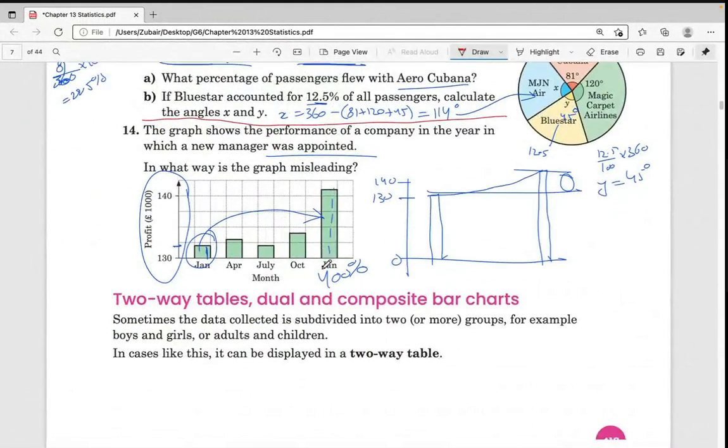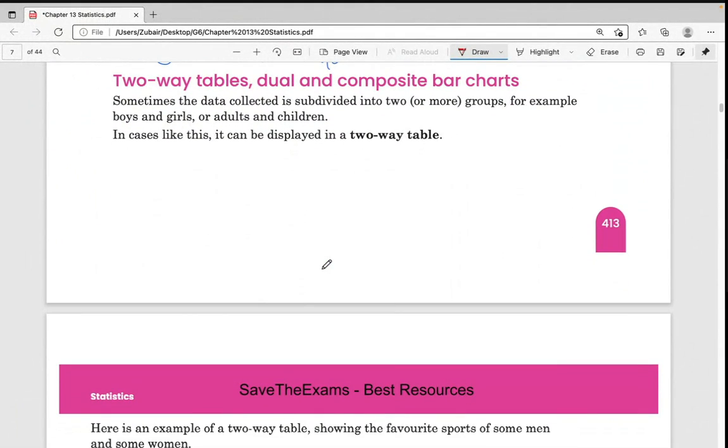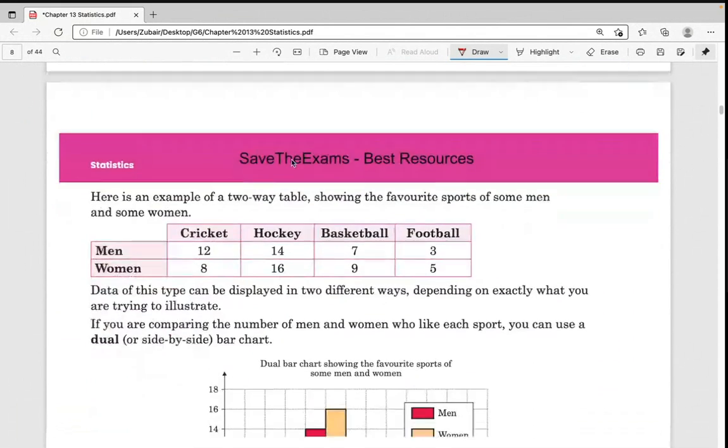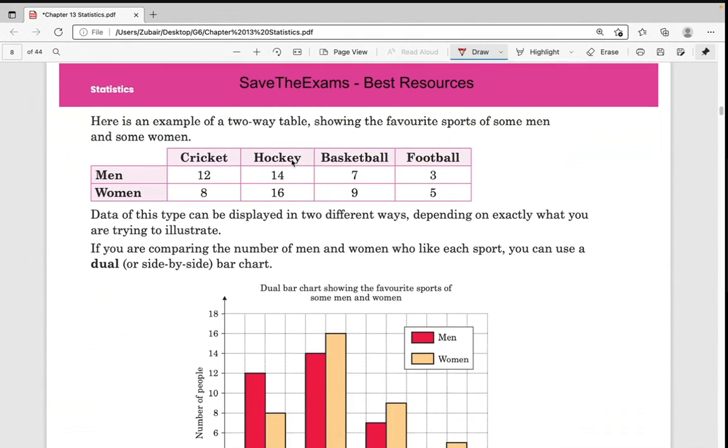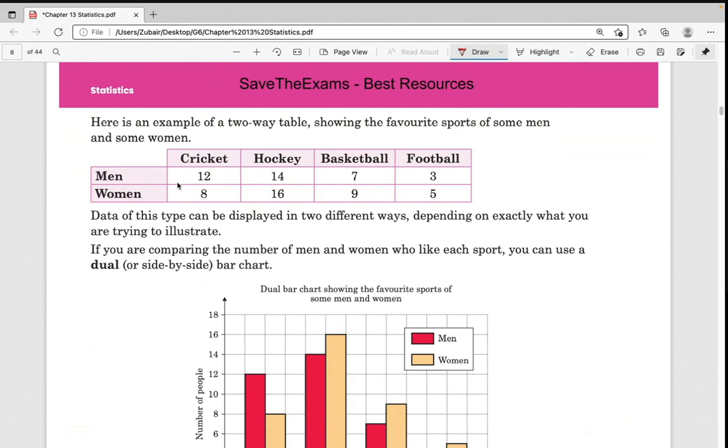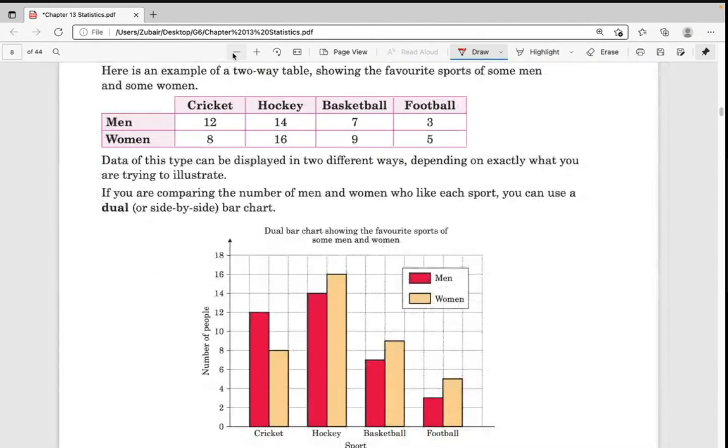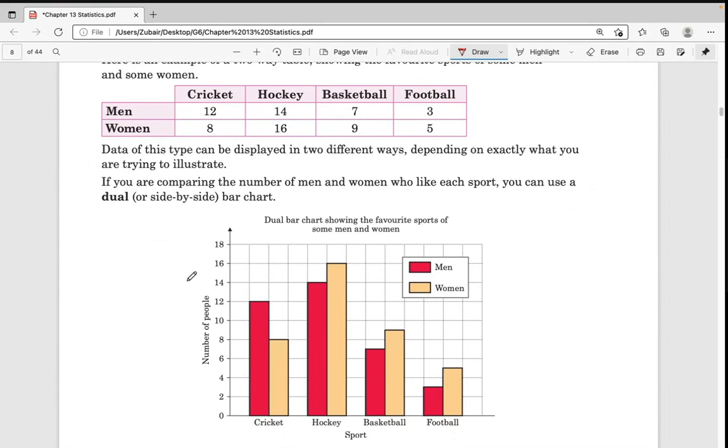Move forward. Two-way tables and dual composite bar charts. So for example, we were talking about different sports and students. Now we have split them into men and women. So there is cricket, hockey, basketball, football, and men and women. There are a number of people whose favorite sport is displayed. Now, when we look at the graphs, this is known as dual because one graph is showing two different data for women and men.